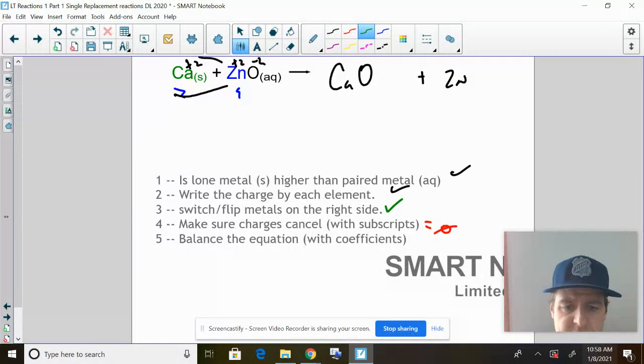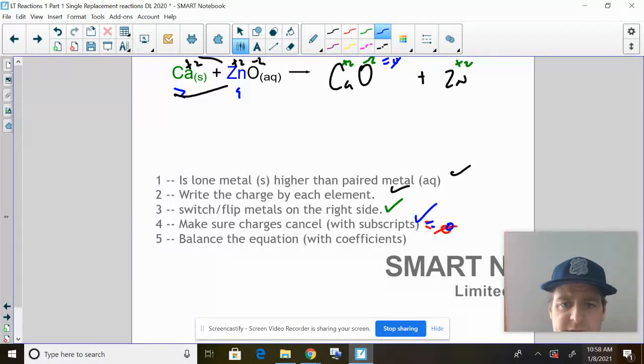Positives always come first. Make sure the charges cancel out with the subscript. So this is where we bring the positive 2, minus 2, plus 2. So if it's paired, we have to make sure that the charge is 0. And it is. They equal each other out. So that's that part. They cancel out. They're equal to 0.